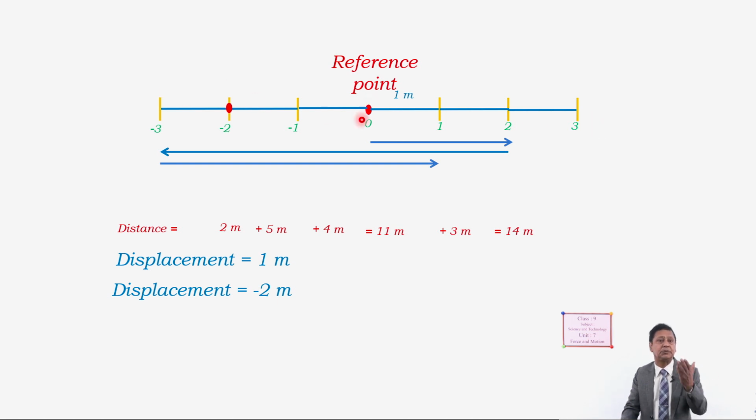If it again comes back to the same reference point, then the distance between the initial and final position becomes 0. That's why displacement becomes 0. Displacement may be negative, may be positive, or may be 0. But distance can never be negative, and never 0. Okay, after this much understanding, now I want to tell you some more examples, the graphical representation of distance and displacement.